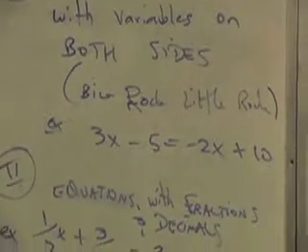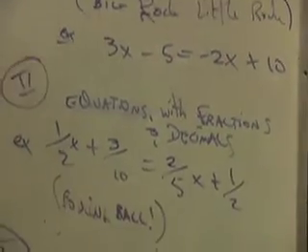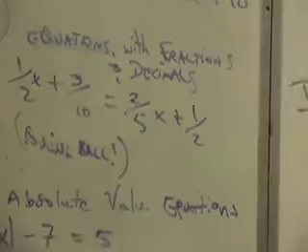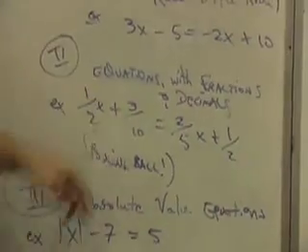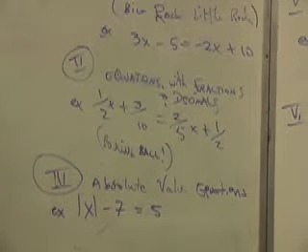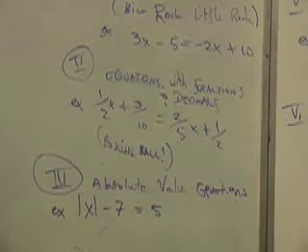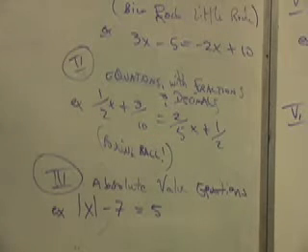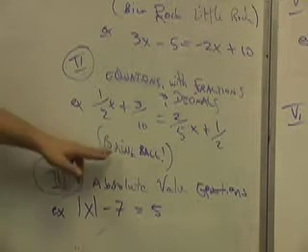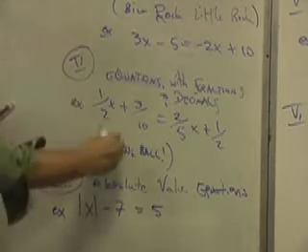So that's that one. Number 2, the second thing, can we get that, Kia? Can you tell us what the second thing you need to know is? Kia? Very easy. Equations with fractions and decimals. Example, 1/2 x plus 3 over 10 equals 2 over 5x plus 1/2. What's this? And what do we call this? Bowling ball. Bowling ball example.